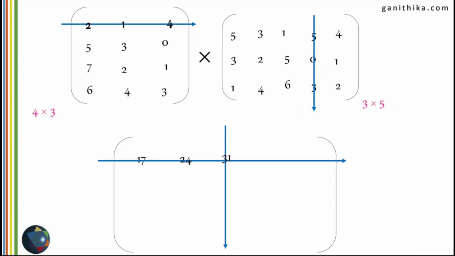Moving to the fourth column, first row, fourth column. So your answer is also going to be in the first row, fourth column, multiplying the corresponding numbers and adding them and putting them in this place. The answer at this position is 22.